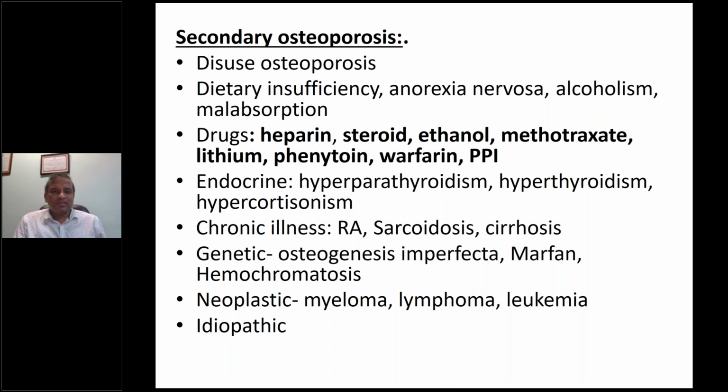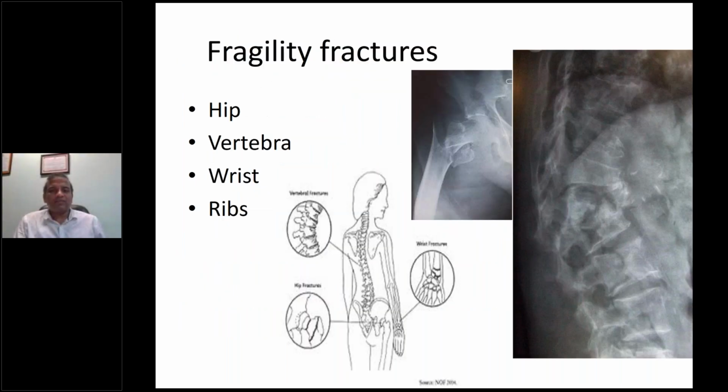They present with fragility fractures. That particular term, fragility fractures, is used in relation to osteoporosis, which can affect the hip, leading to fracture of the neck or trochanter, can affect the vertebra leading to compression fractures, and can affect the wrist or ribs.